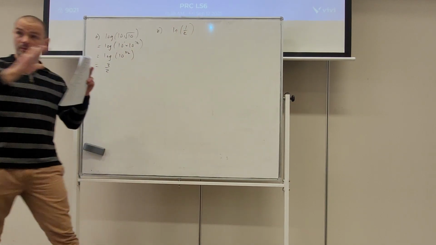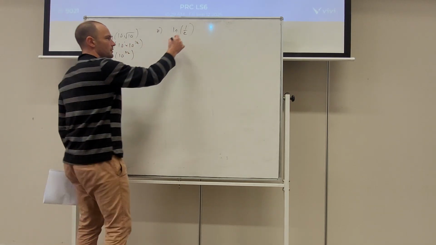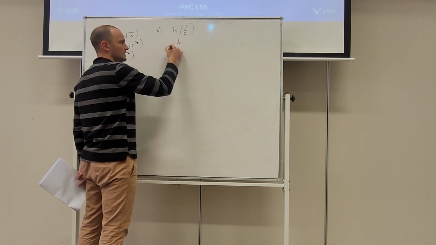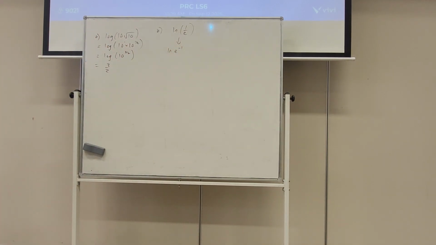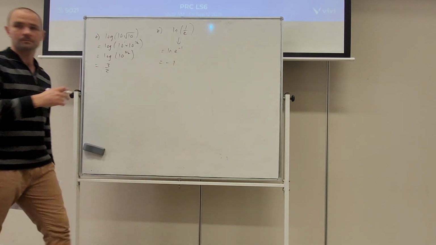Okay, on to B, we have ln of 1 on e. Now we've got two ways we could simplify this, and I'm going to do both. The first method is to express it as a single power of e. We can make that ln e to the minus 1. And then ln of e to the x simplifies to x, so this simplifies to minus 1.